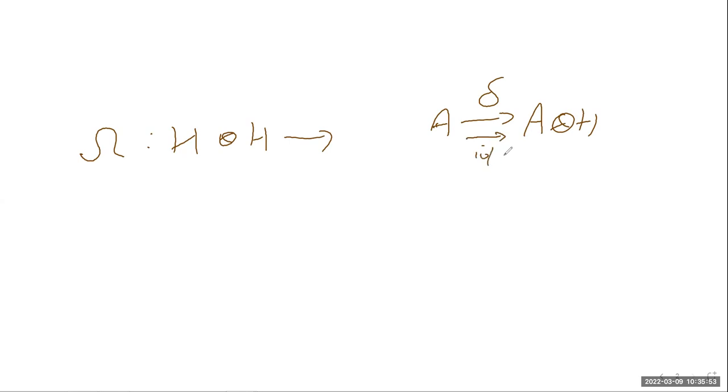I don't have it right in my mind. Think this way. So what was I saying? You have two maps from A to A tensor H. One is delta, of course, and the other one is identity tensor one.